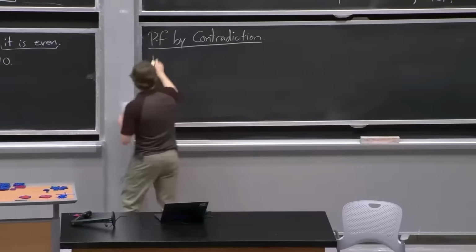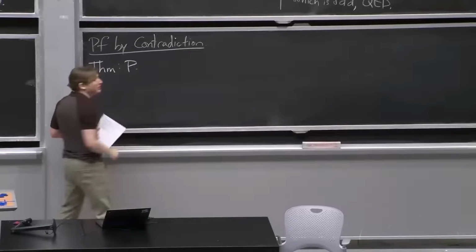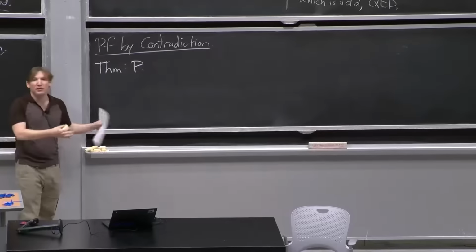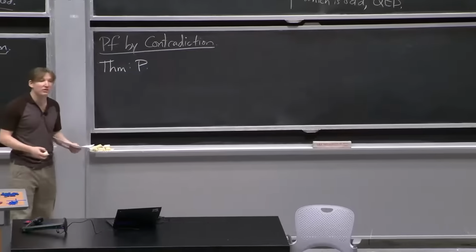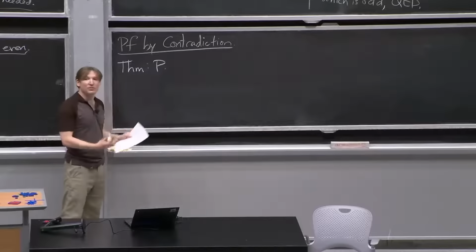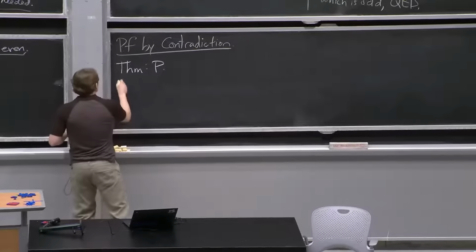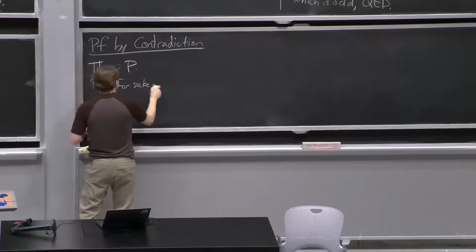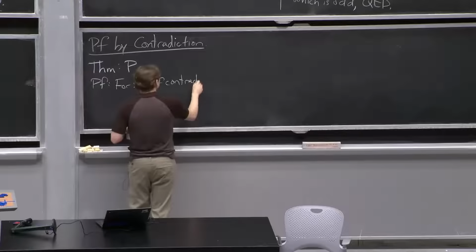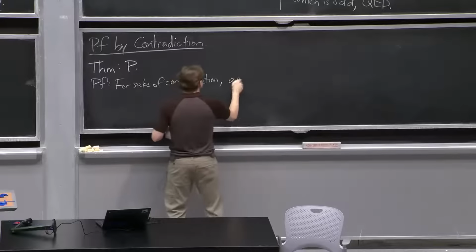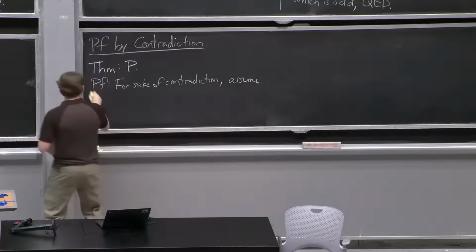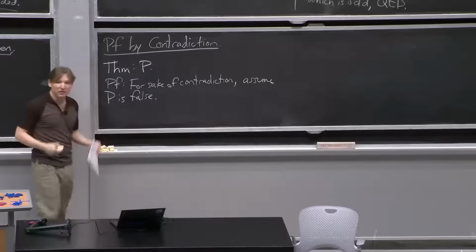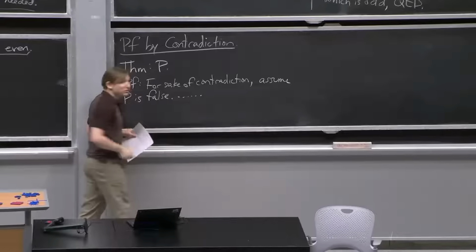Proof by contradiction. So theorem, P. Whatever P is, the proof by contradiction can be used to prove anything you want. You know, sometimes it works, sometimes it doesn't, sometimes it's nicer. But it's not assuming a specific form of theorem. Our proof looks like this. Let's see. For the sake of contradiction, assume P is false. All right, assume P is false. Then the proof continues.